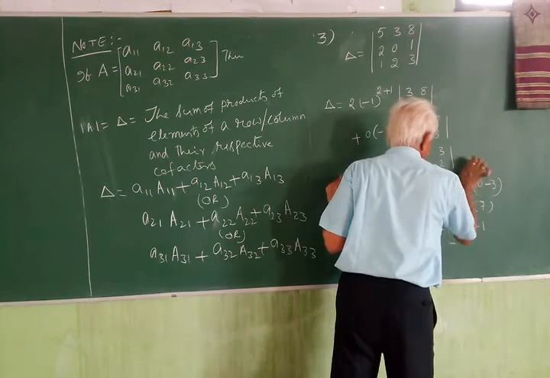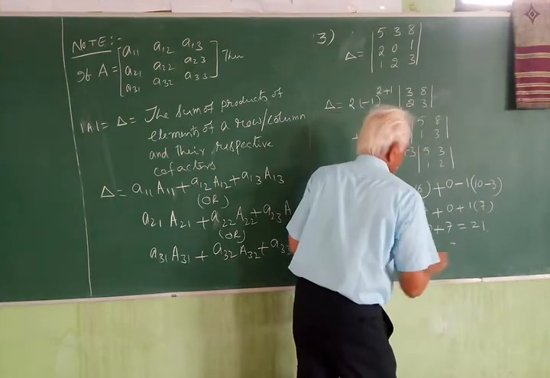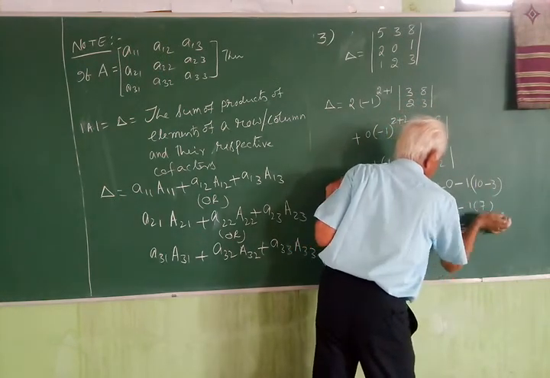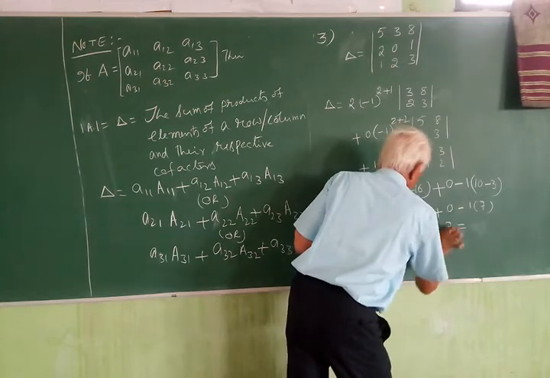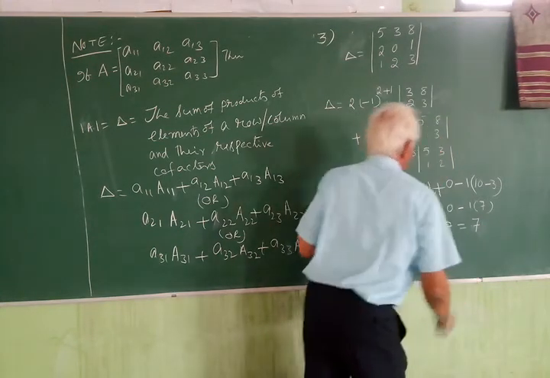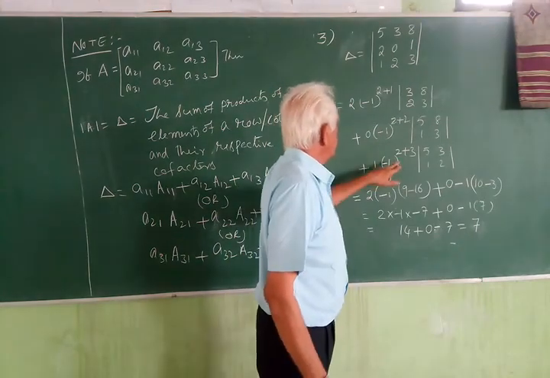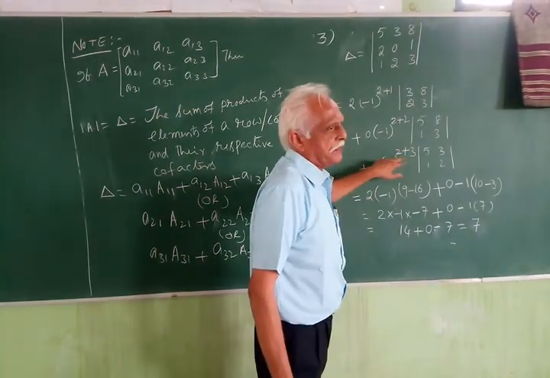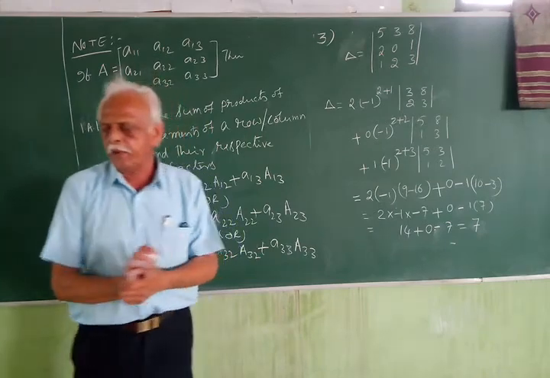Sorry, here it is minus. Make a correction, please. This becomes 7. This 7 is the answer. Minus 1 power of i plus j. Copy down that.